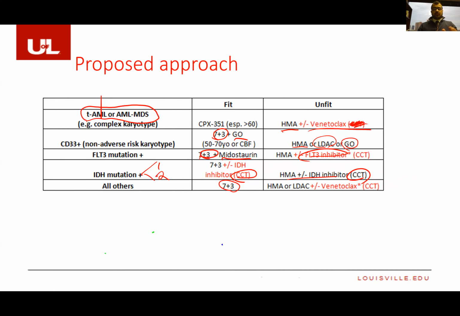7+3. We have nothing better. 7+3 is still the way to go. And then if they are not fit, that's where we have the new approval now. It's not a clinical trial anymore, where you have HMA with venetoclax or low-dose ara-C with venetoclax. So this is the new standard in elderly and unfit patients or patients with multiple comorbidities.